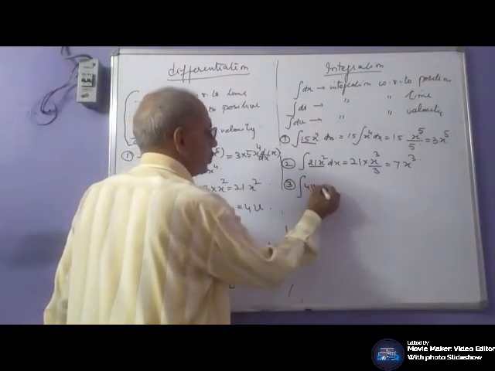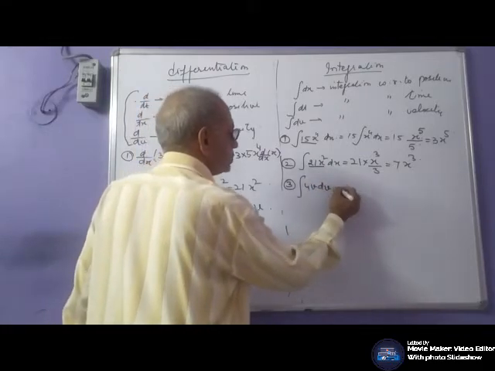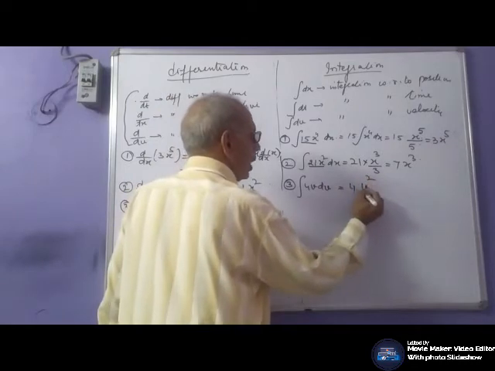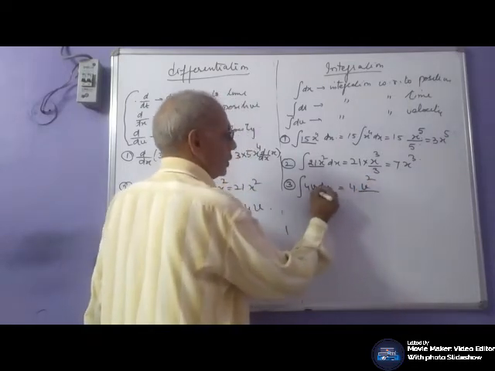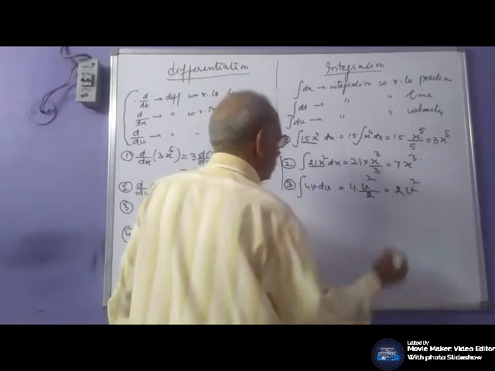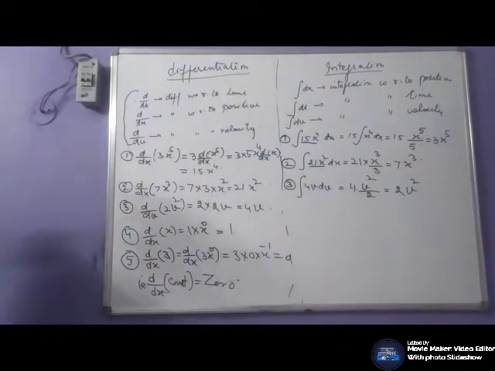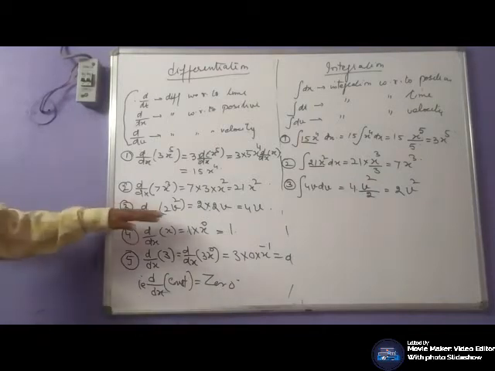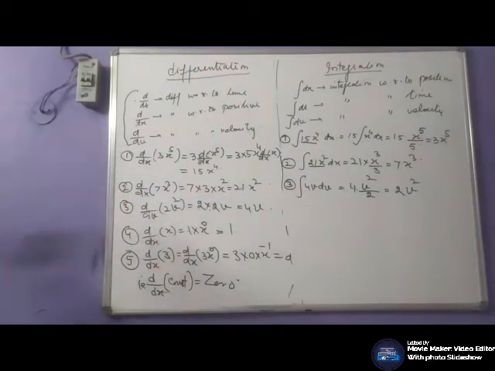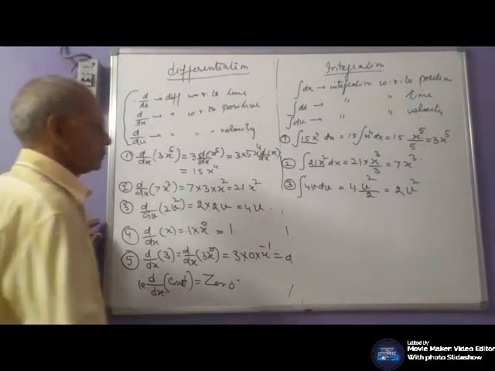Integration of 4 dV. 4 is constant. Add 1 to the power, divide by the same power. 2v square. Differentiation of 2v square is 4v. Integration of 4v.